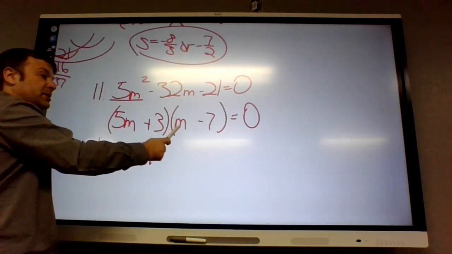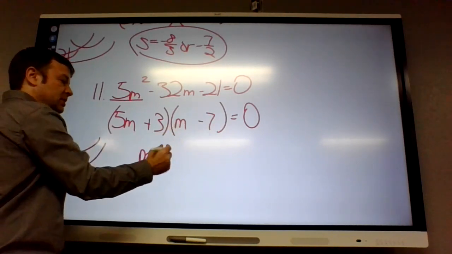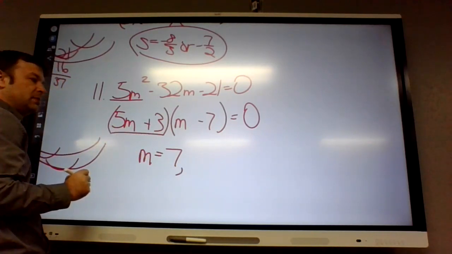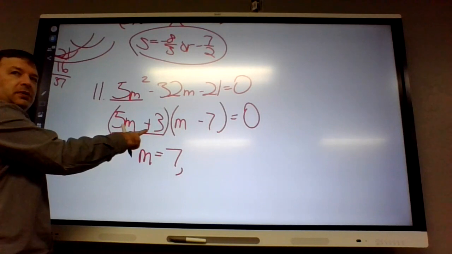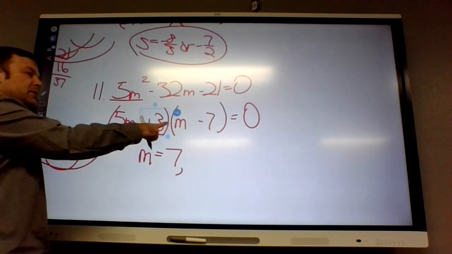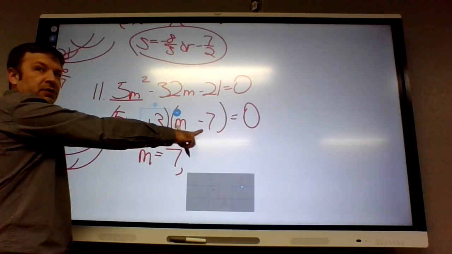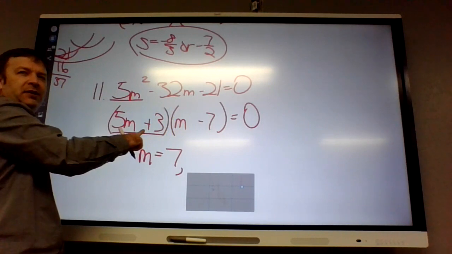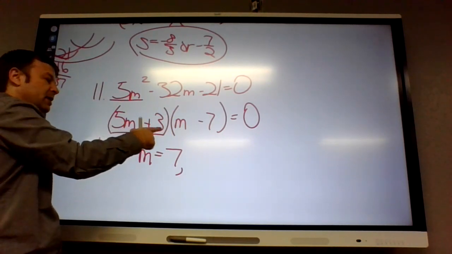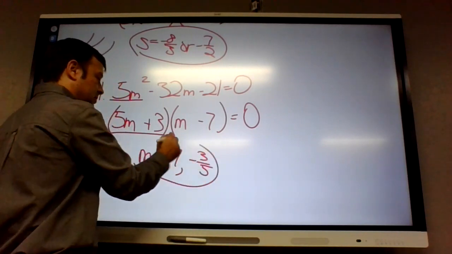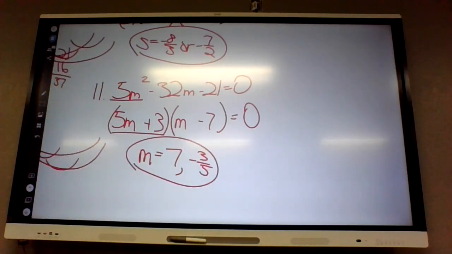What m value would make this equal 0? 7. How about this one? You made this one positive. You said positive 7 for this one, right? So this would be negative. Did you say negative the first time? Okay. So it's negative 3 over 5. So yeah, you always do the opposite because it's got to cancel out.